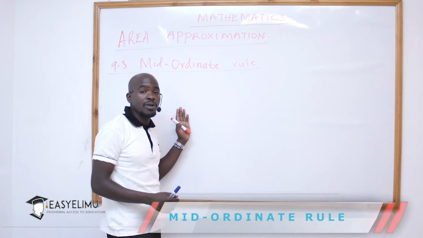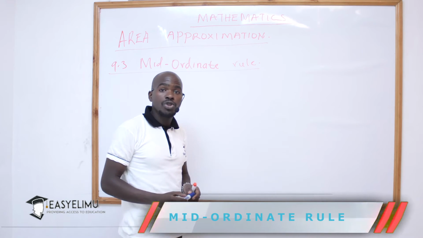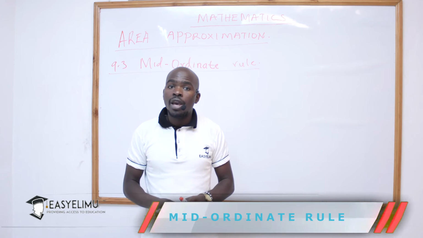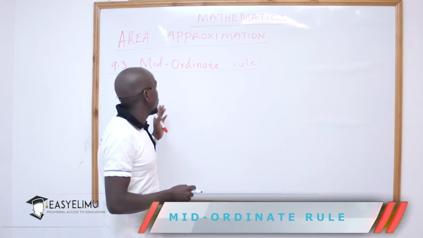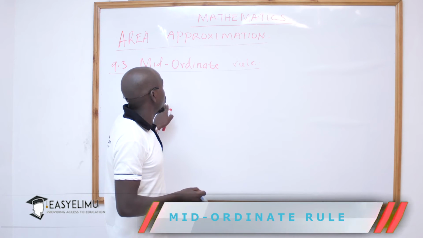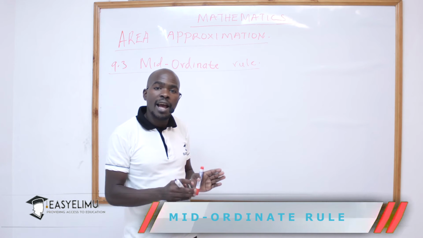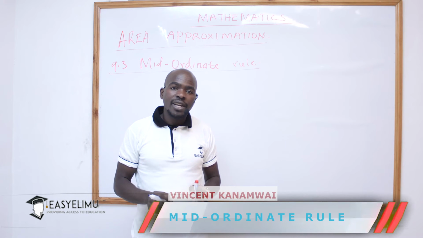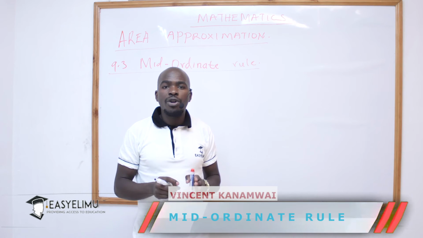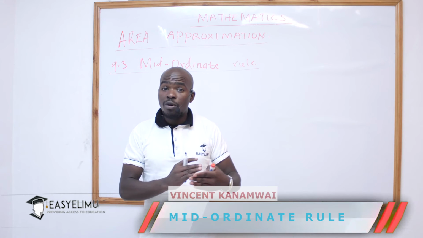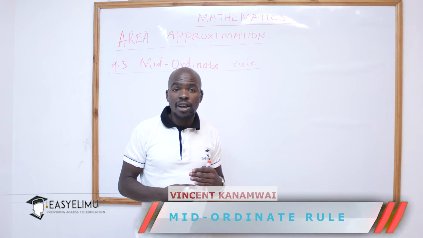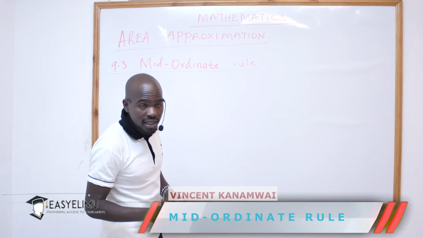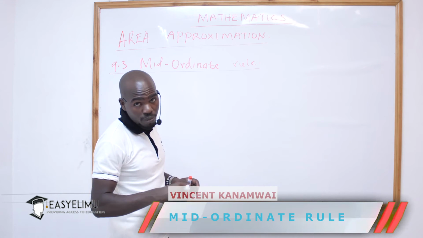We are going to learn about the mid-ordinate rule, and we are going to use it to approximate the area of given irregular shapes or curves, the area under the curves. The mid-ordinate rule is whereby we divide the given area under the curve into rectangles which may be above or below the curve, but they compensate for each other in a given curve. So we shall see it as we progress.